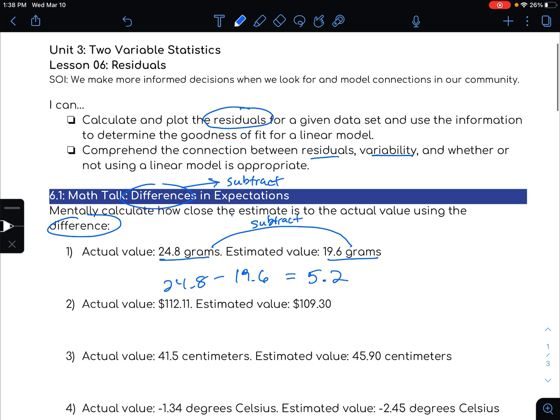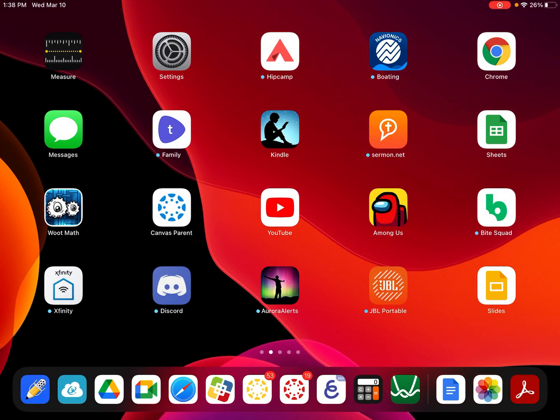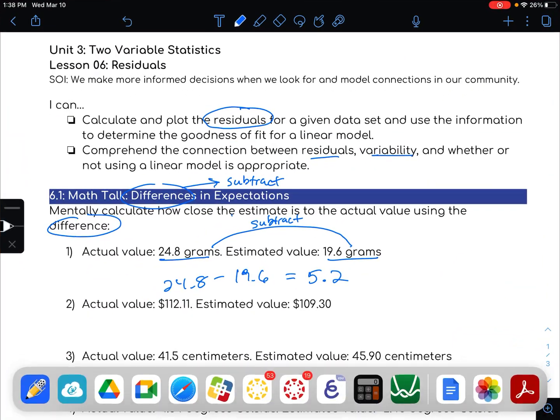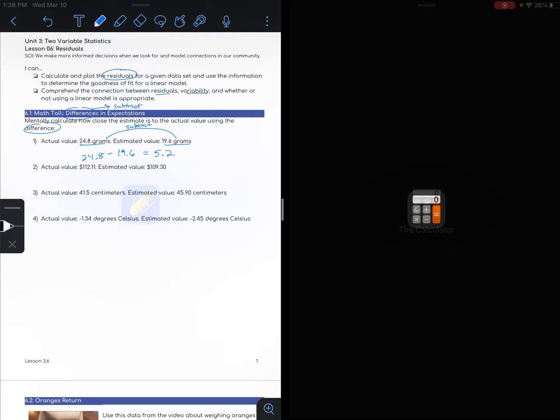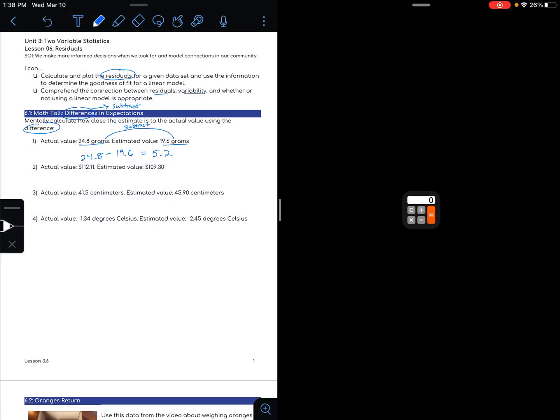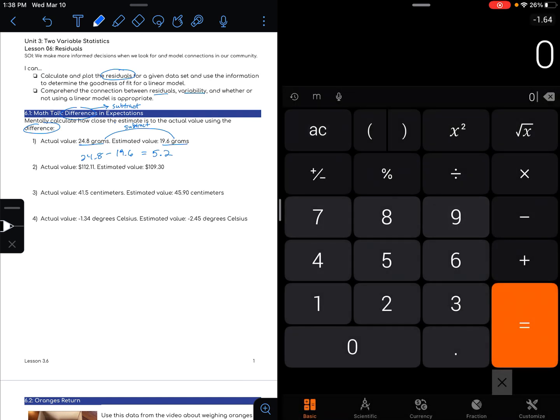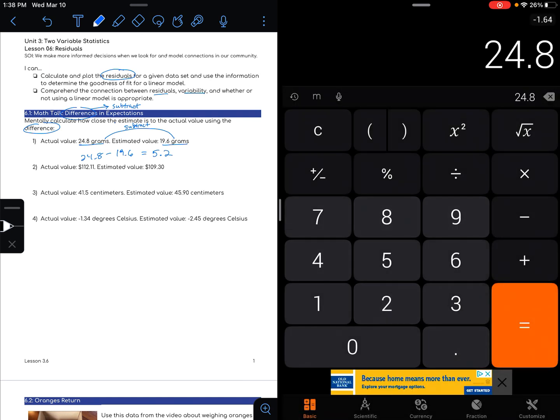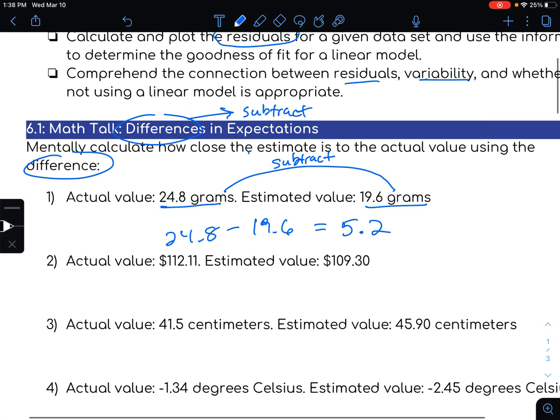I know it says mentally calculate, but if you want to break out the calculator here, you can always drag that up. Because we are going to be doing that today, so we might as well get used to that a little bit. So 24.8 minus 19.6, we get 5.2. I think it's okay to do that. We can do an estimation in our head, and then we can just double check that.